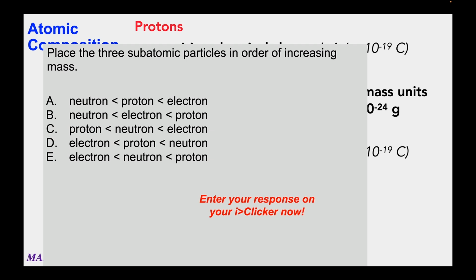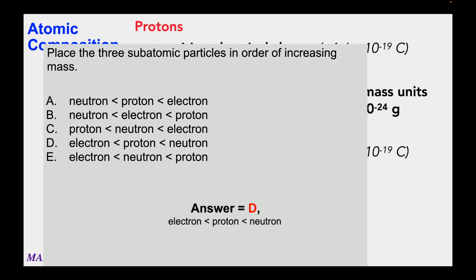Here's the kind of question to see how you're doing with this information. It says, place the three subatomic particles in order of increasing mass, so from the smallest to the biggest. And like we talked about in the last part there, the electron is much, much, much smaller than the proton and neutron, so it's going to be the smallest. It'll go first. And although protons and neutrons are both about 1 AMU, the neutron is a little bit bigger than the proton, so the best answer here would be answer D. Electron is smaller than a proton, and a proton is a little bit smaller than a neutron.